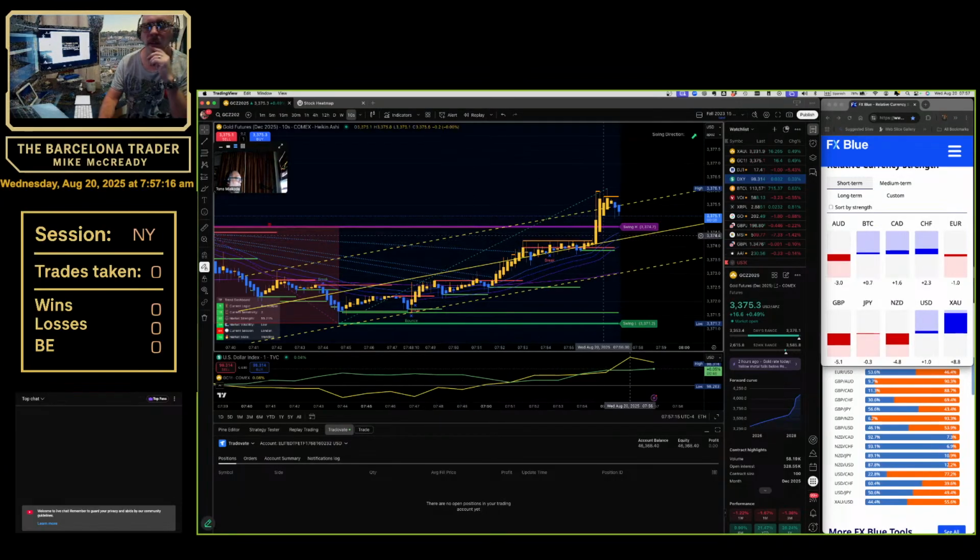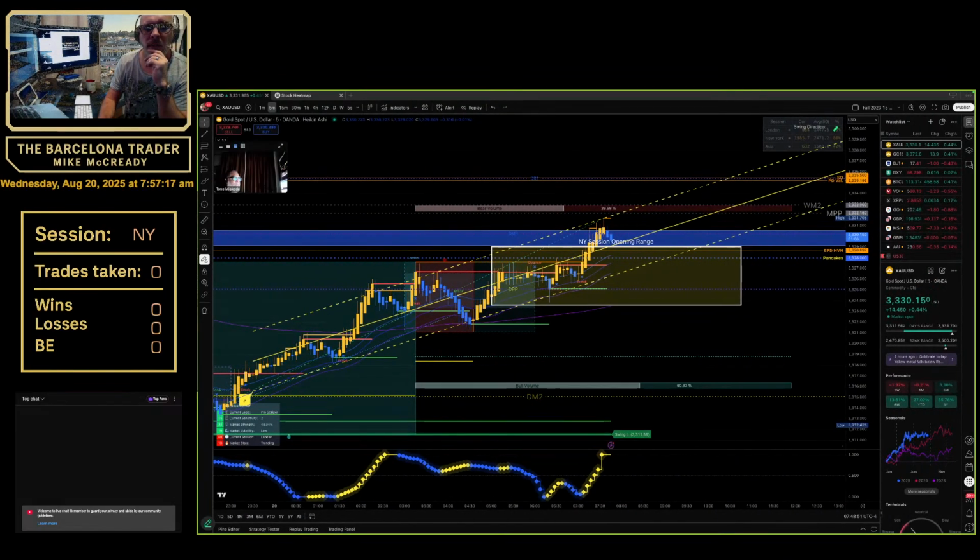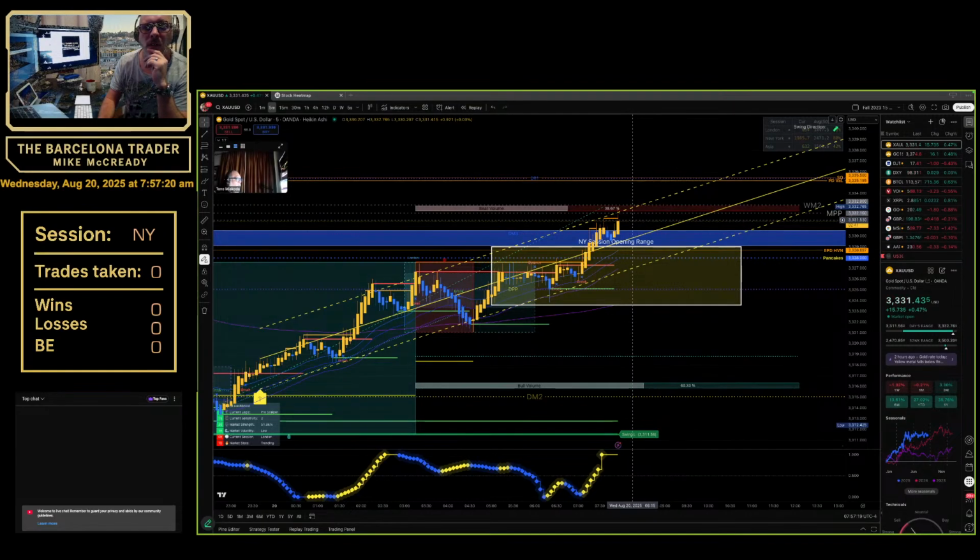All right, so what we're looking for here is for gold, the price to break above, we've got a bear volume right here. If it breaks above this at 33.34 or so, because we have these pivots here, the WM2 and the MPP, they're going to act as magnets. So we want to get a little bit above that.